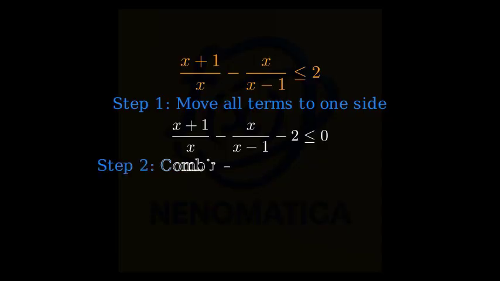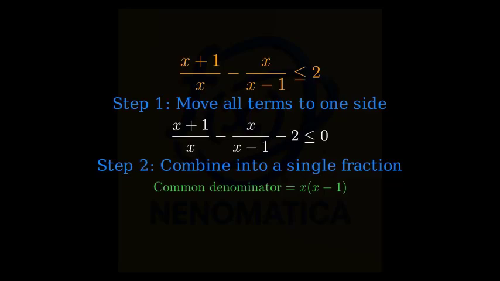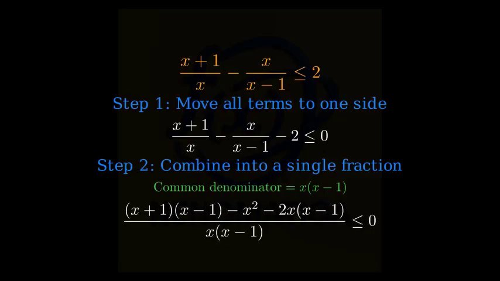Step 2. Combine everything into one fraction. The common denominator is x times x minus 1. Write each term over x times x minus 1 and combine the numerators carefully.